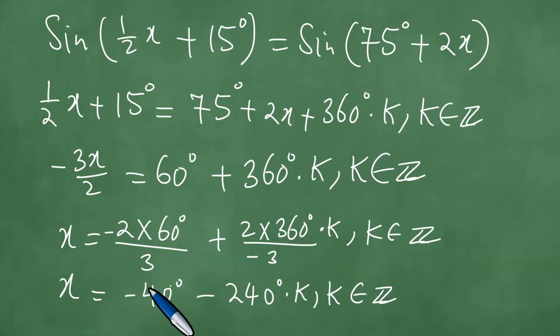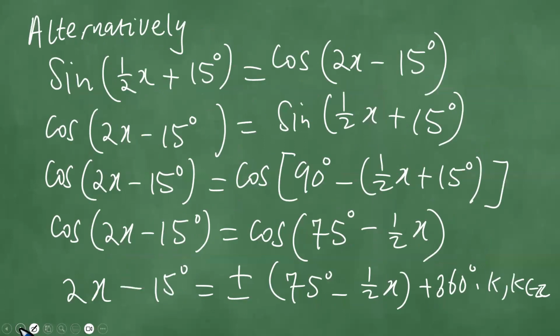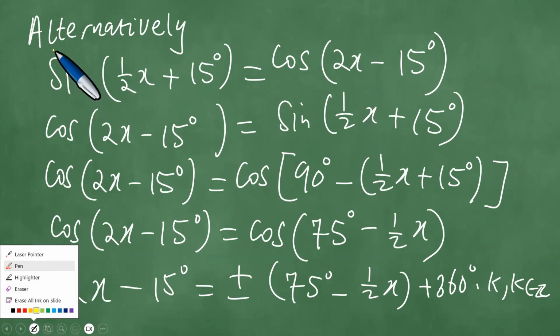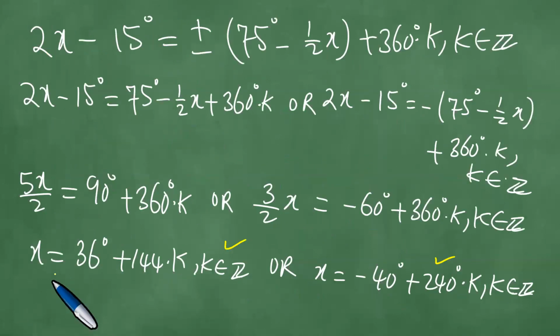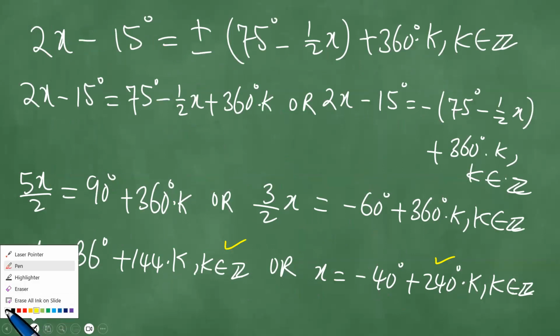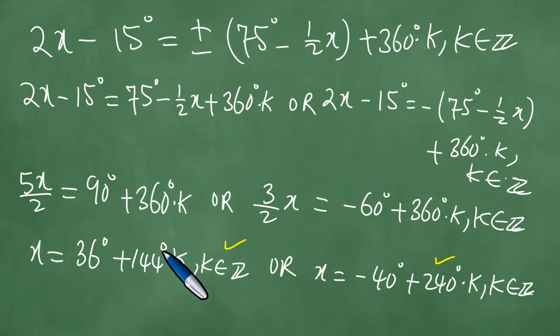So we have the minus 40 degrees. That's the point I'm raising. And now we have an alternative solution to this. The alternative solution is going to be 144 degrees plus 360 times k. And then we have the minus 40 degrees plus 240 times k, which we saw before. And this is actually the solution to the problem. And we're done solving this problem.